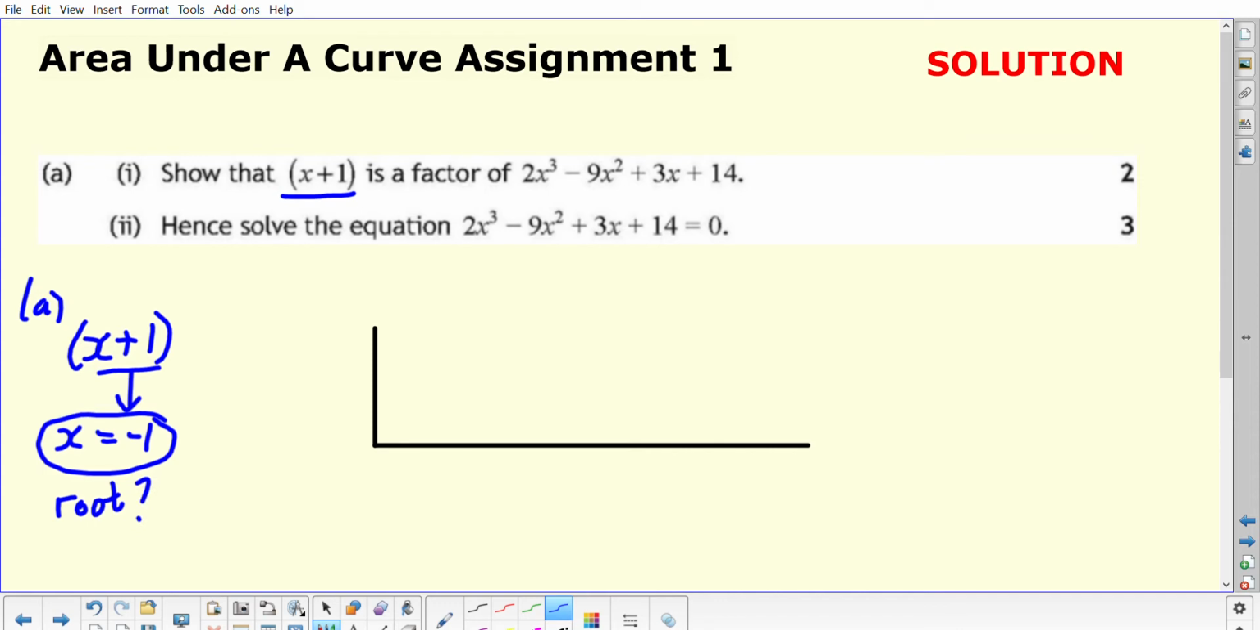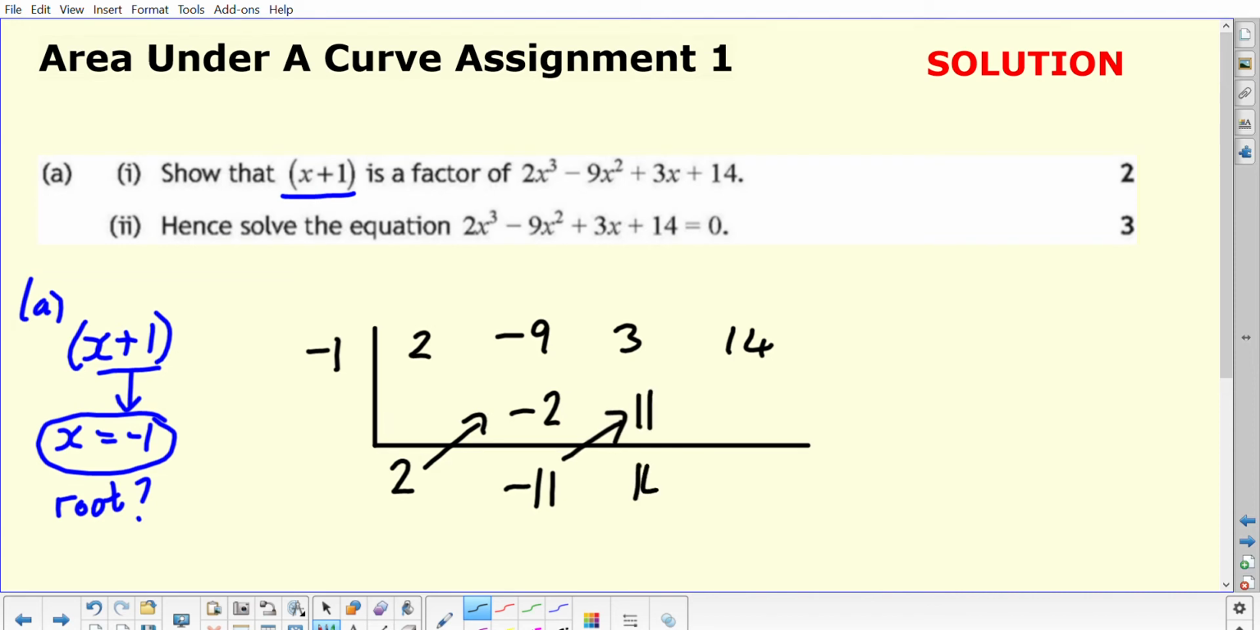Right? That's the kind of process, and in order to do that, that means using your nested calculation with minus 1. So your coefficients, your 2, your minus 9, your 3 and your 14. In the first instance, putting the 2 straight down, then multiplying by the minus 1, it's going to give you minus 2. Adding minus 9 minus 2 gives you minus 11. Multiplying again by the minus 1 gives you positive 11. Add those, you get 14. Times again by minus 1 gives you negative 14. And we end up with a 0 at the end, which is what we were hoping for.